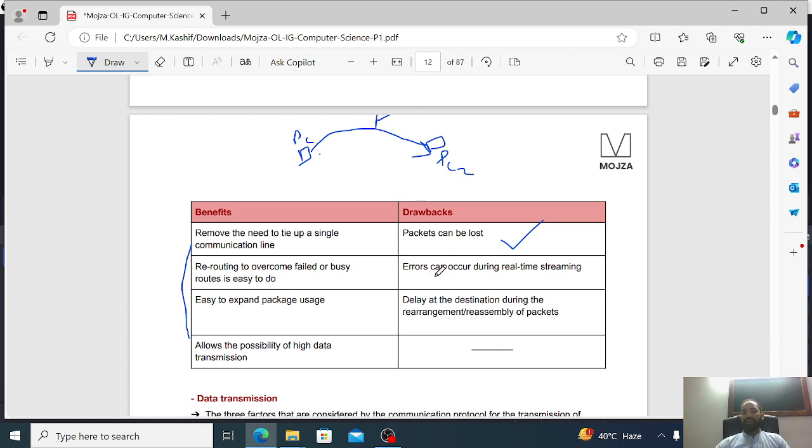Second one, errors can occur during real-time streaming. Real-time means live streaming. The third one is delay at the destination during the rearranging. Because data is divided into data packets, when the packets reach the destination, they need to be reassembled using the packet number. So this also requires some time.